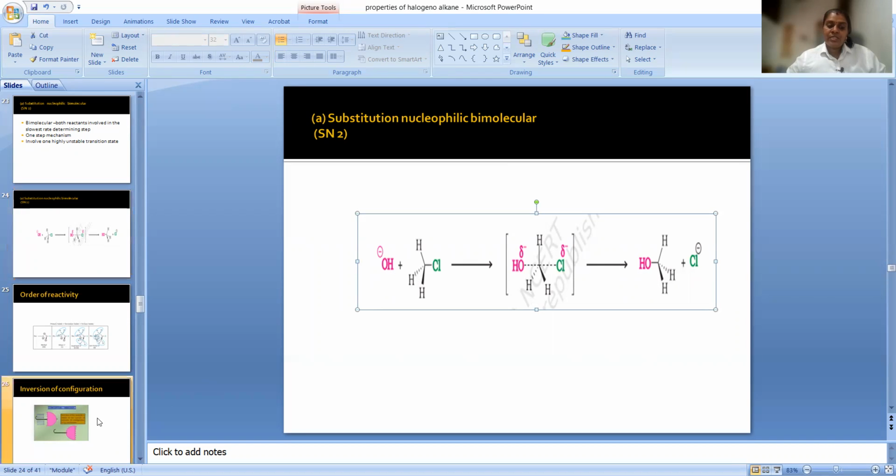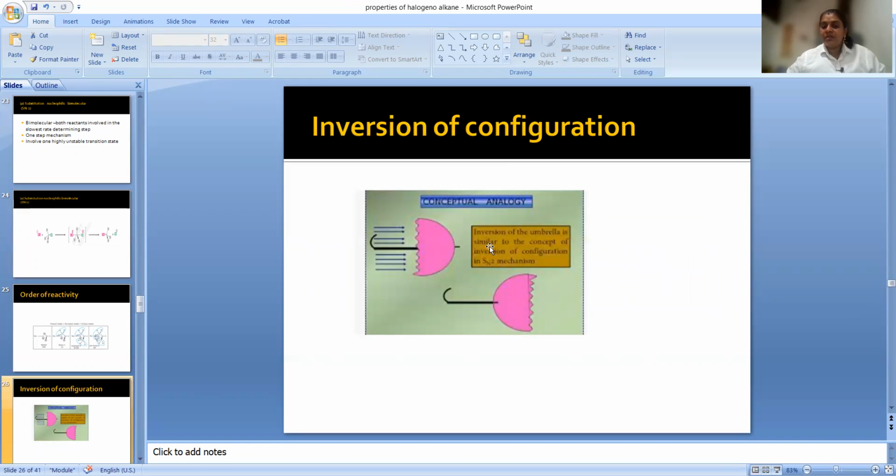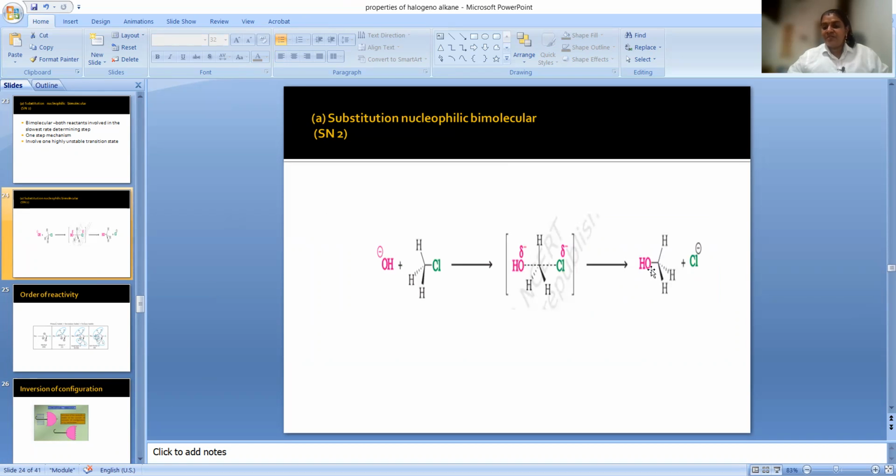Okay. So it is just like an umbrella. If we are going in a rainy and windy season, we know that our umbrella becomes like this. Okay. So inversion happened to this umbrella. In the same manner, here inversion happened to the molecule. Okay. So that is the SN2 mechanism.